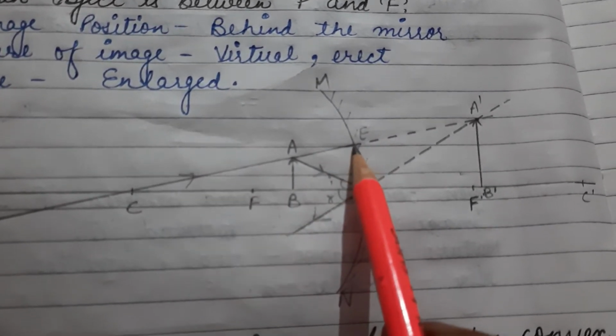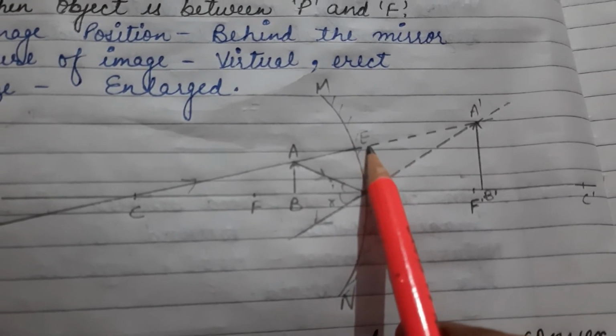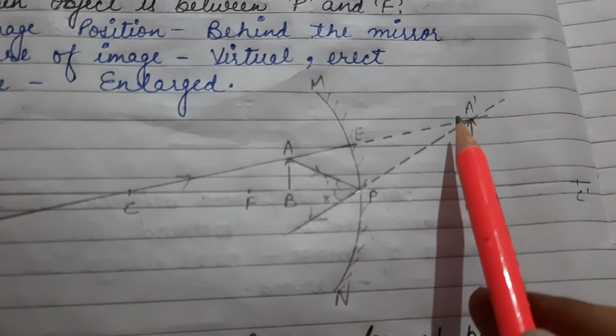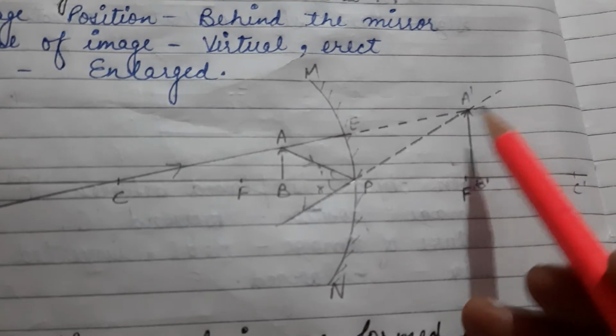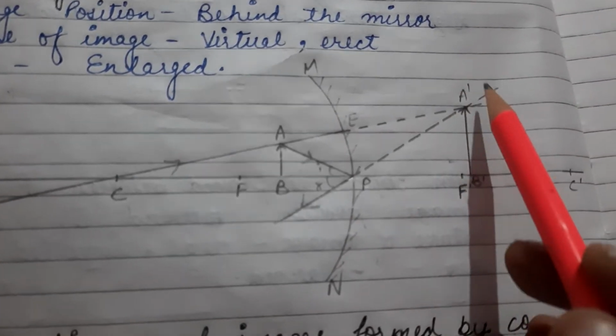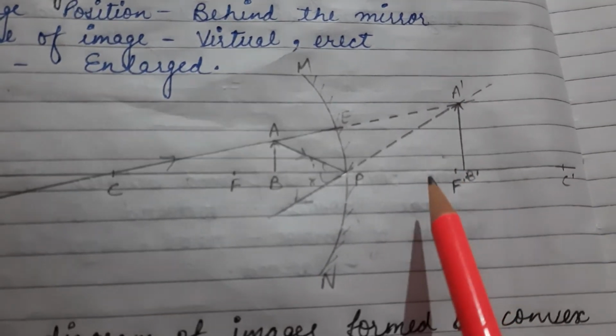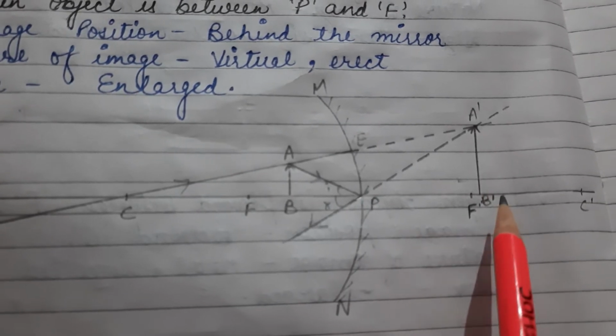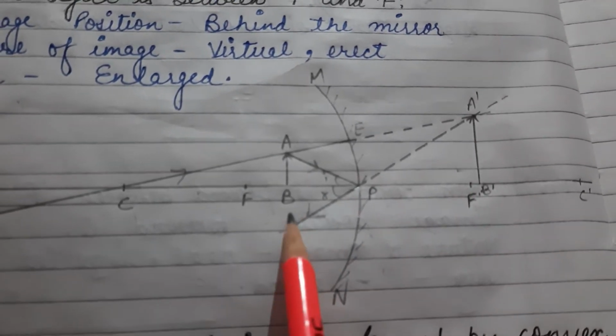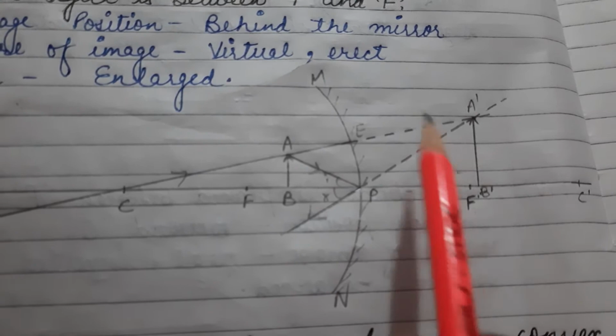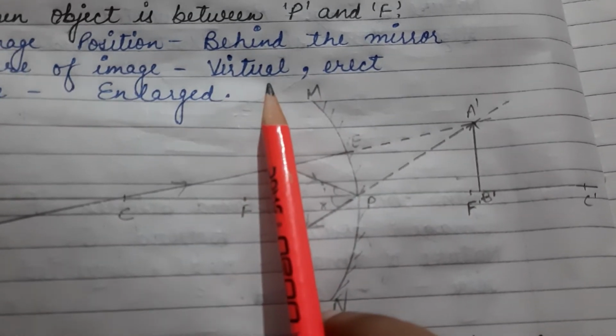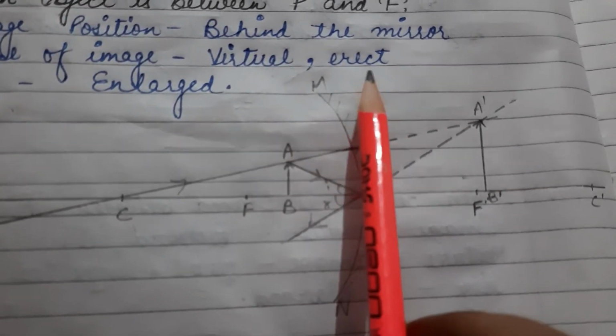But here too we will take it as an imaginary ray, and the point where they both join each other will be the image position, that is A dash and B dash. And in this case it is at the right hand side, which means behind the mirror. And the nature of the image will be virtual and erect.